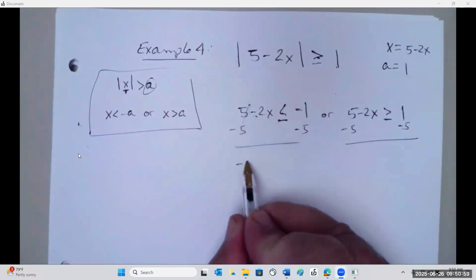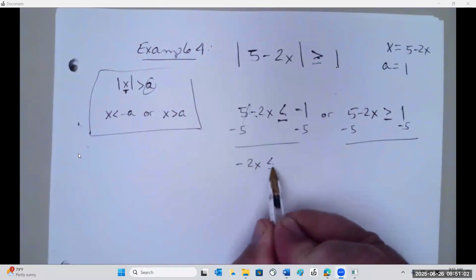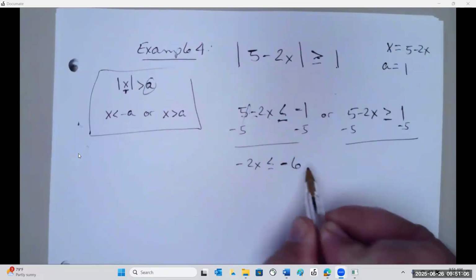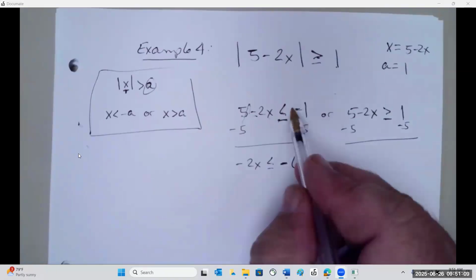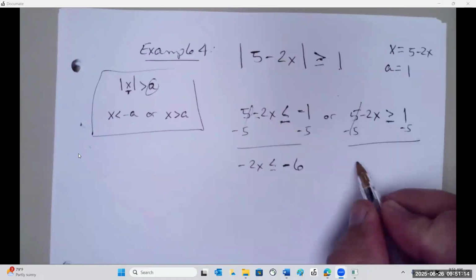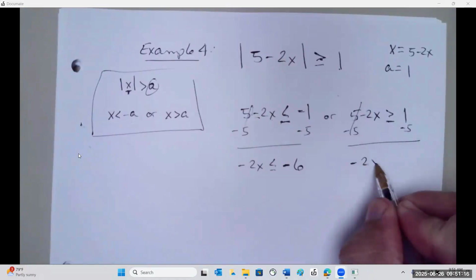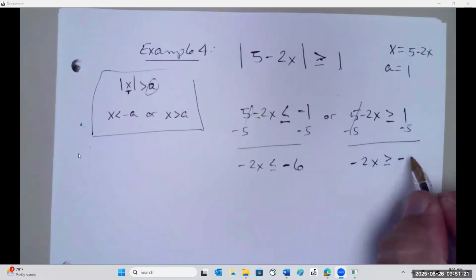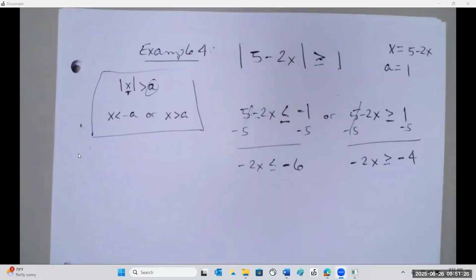The fives cancel, so we have negative 2x is less than or equal to negative 1 minus 5. The signs are the same, so you add the numbers. Negative 6 total. And negative 2x is greater than or equal to 1 minus 5. 5 is bigger, so the answer is negative: 5 minus 1 is 4. Everything we're doing is the same stuff we've done since day 1 in this course. Every procedure, every step is always the same.